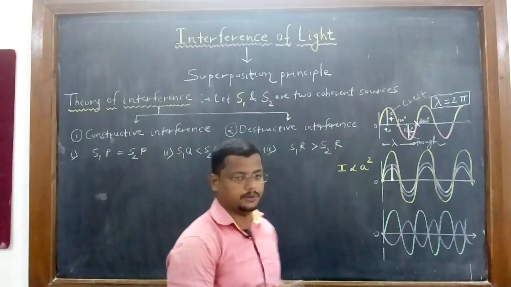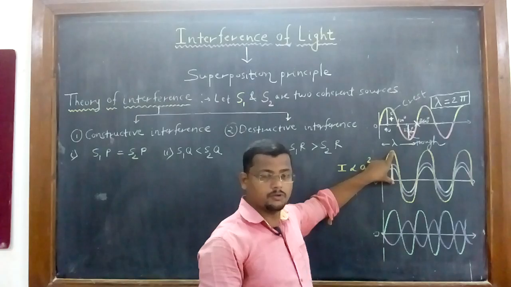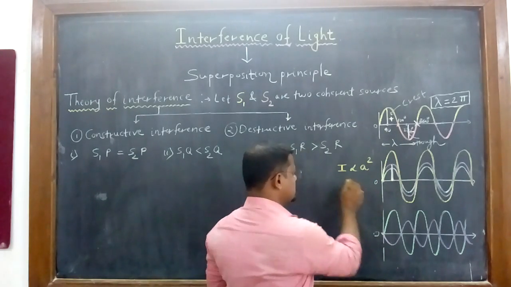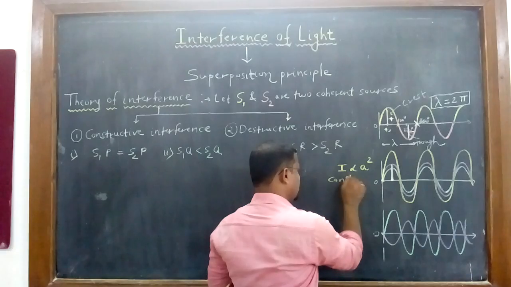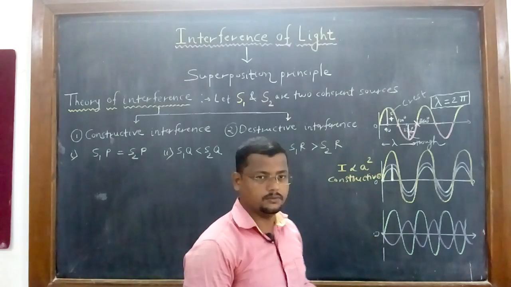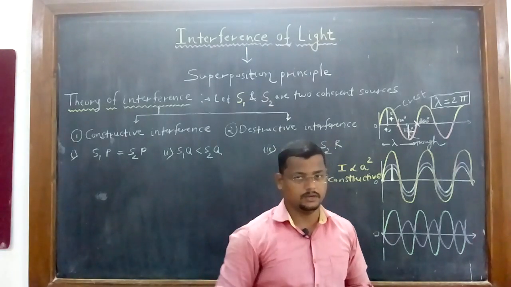square of the amplitude. So what is the amplitude of this yellow wave? It is more. So what is the intensity of the resultant wave? It is also more, and this interference is called constructive interference. What is called constructive interference? Because the crest of one wave is going to fall on the crest of the other wave.